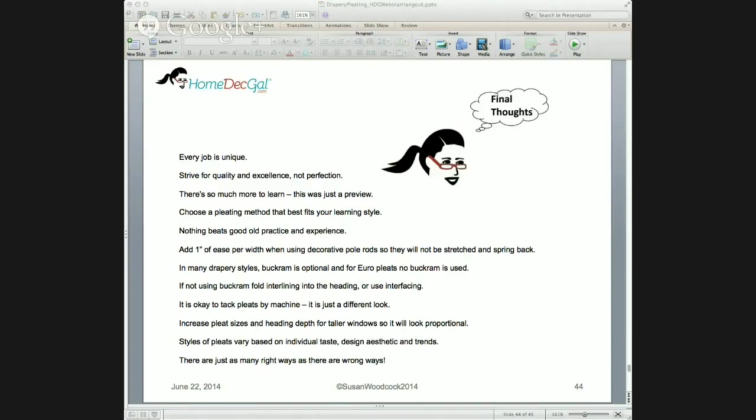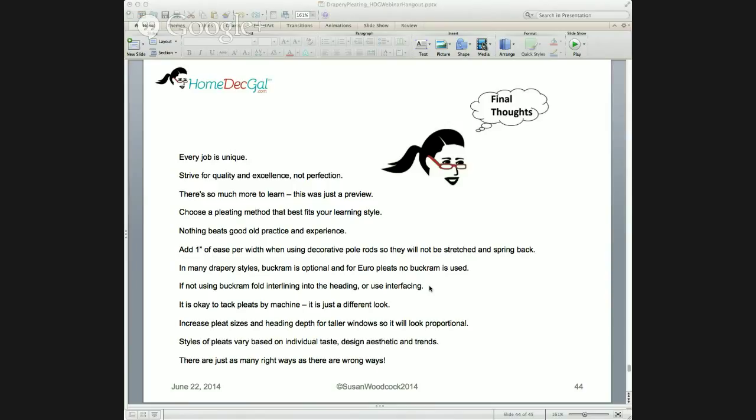But it is optional. If not using buckram, you can fold interlining into the heading or use interfacing. For shears, I've often used an iron-on interfacing or fusible web to give some stiffness without having the buckram showing. And there's also clear buckrams that you can use.